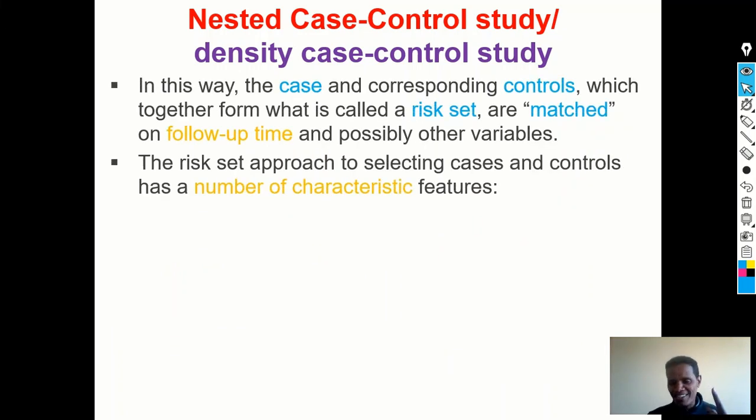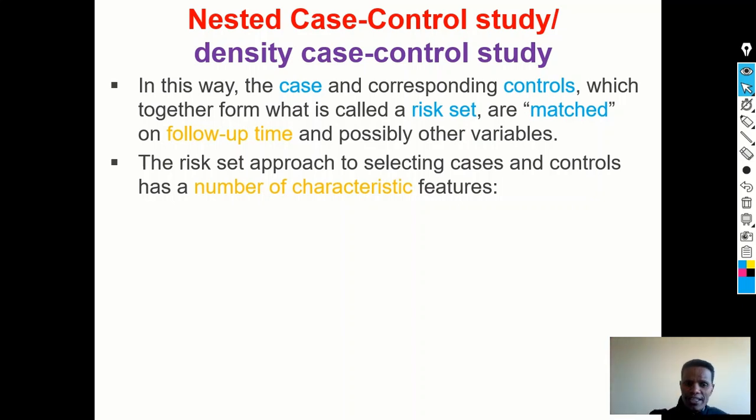In this way, the case and the corresponding controls, which together form what is called a risk set, are matched on the follow-up time and possibly on other variables. Especially we need to match the case and the controls on the follow-up time. If a case having 5 years of follow-up is found, the control should be taken from individuals who have a 5-year follow-up. They should be matched on the follow-up period, and if necessary, they should also be matched on other variables.